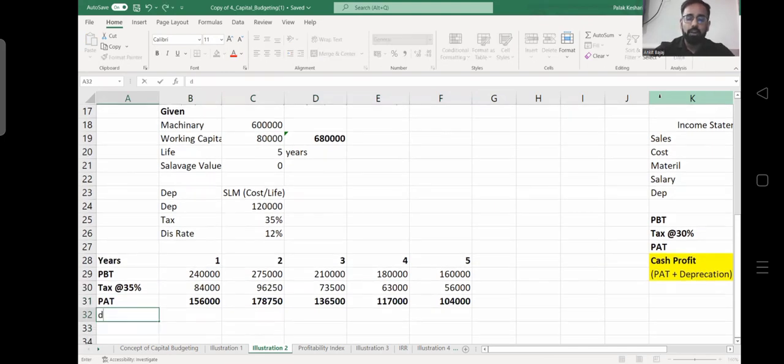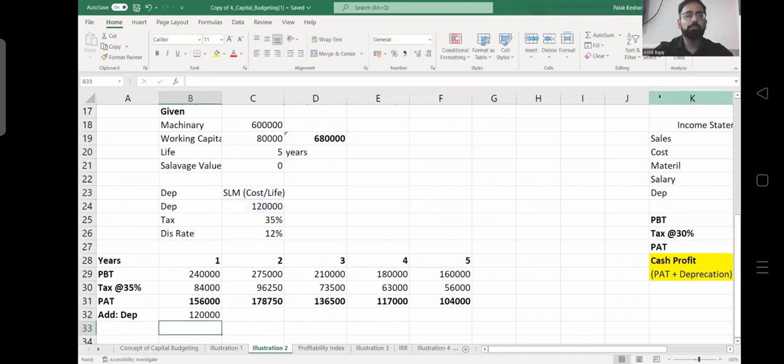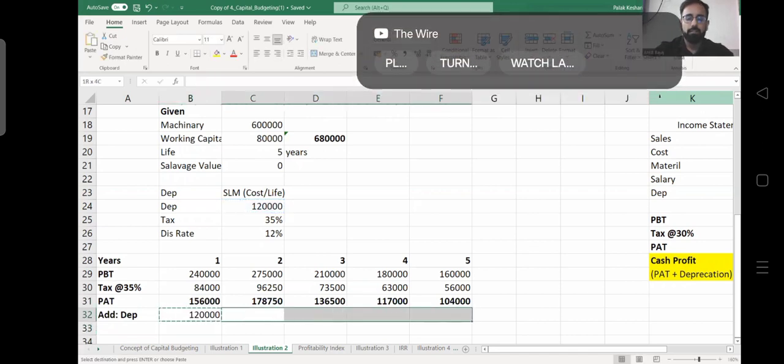After that, what I have to do now, I have to add depreciation. Why do I have to add depreciation? Just because I want to calculate cash profit. So depreciation I have already calculated as 1,20,000 and this amount is going to be the same for all the years, right?